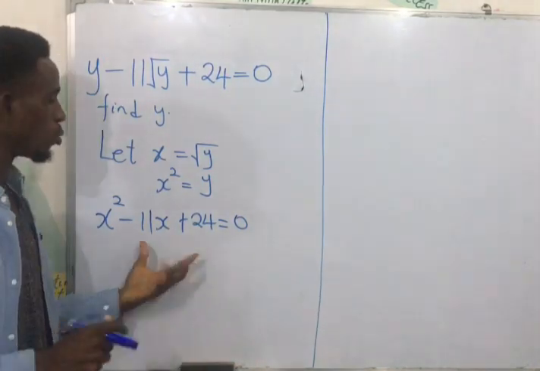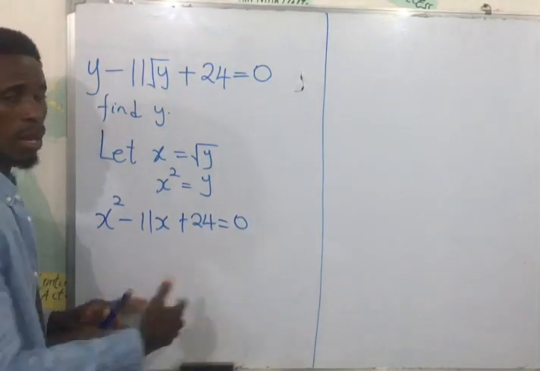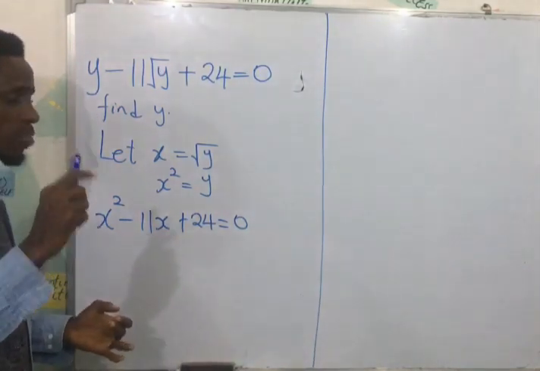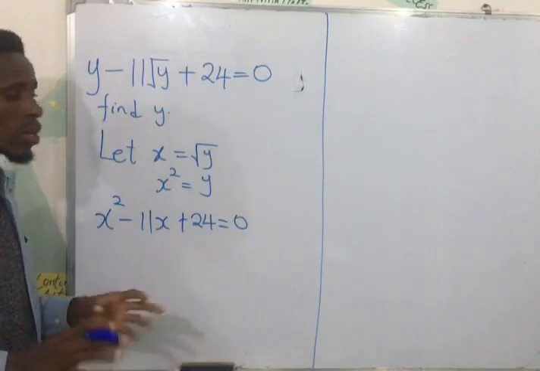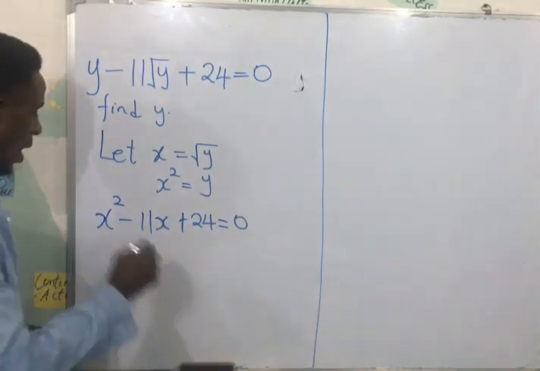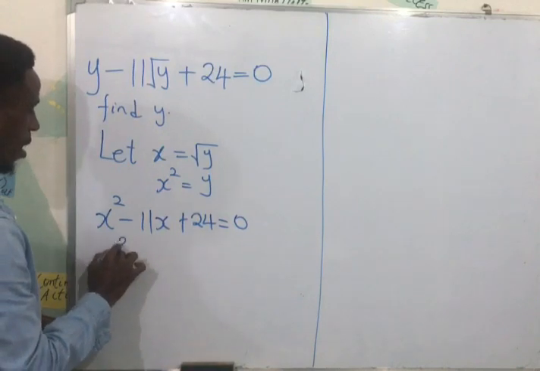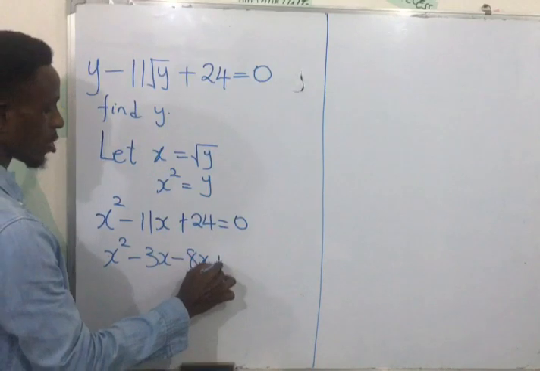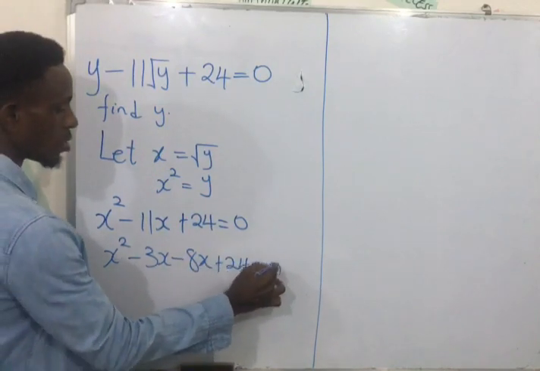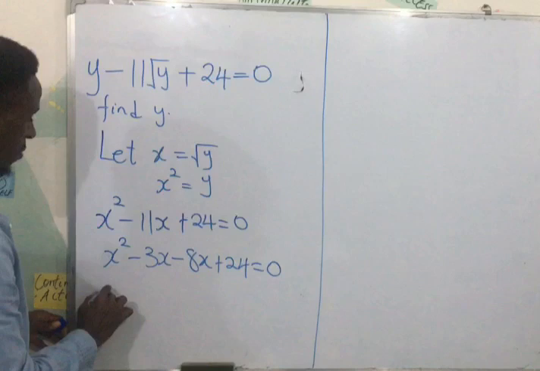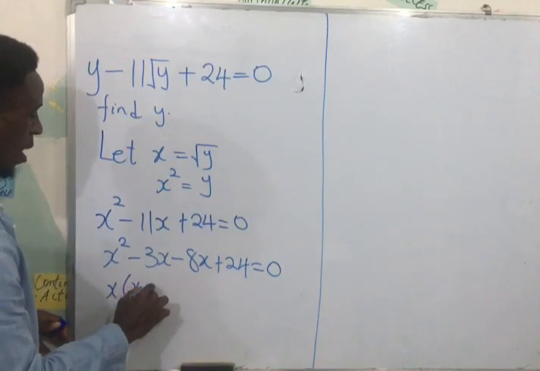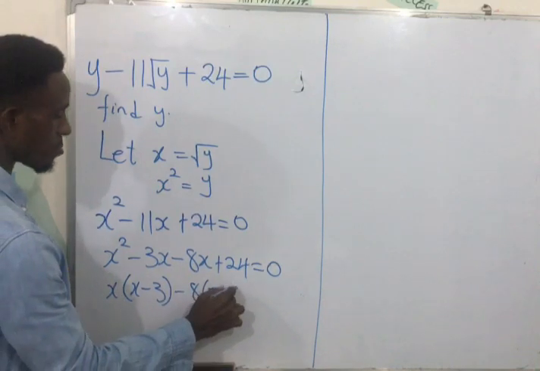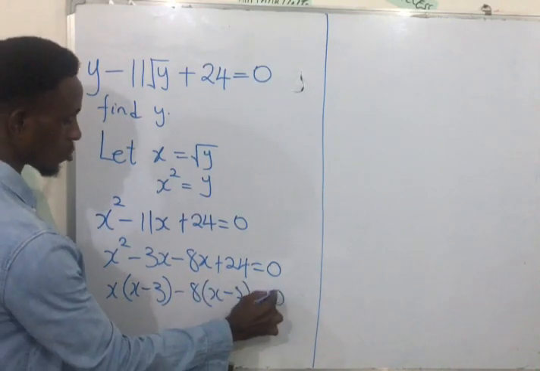So what I'm going to do now is to solve this by a quadratic formula. I can use any of the methods. You can use factorization, you can use the formula, or completing the square. Anyone that is very easy for you to do, you can do. Now I have x squared minus 3x minus 8x plus 24 is equal to 0. Then I'm going to have x into x minus 3 minus 8 into x minus 3 equals to 0.